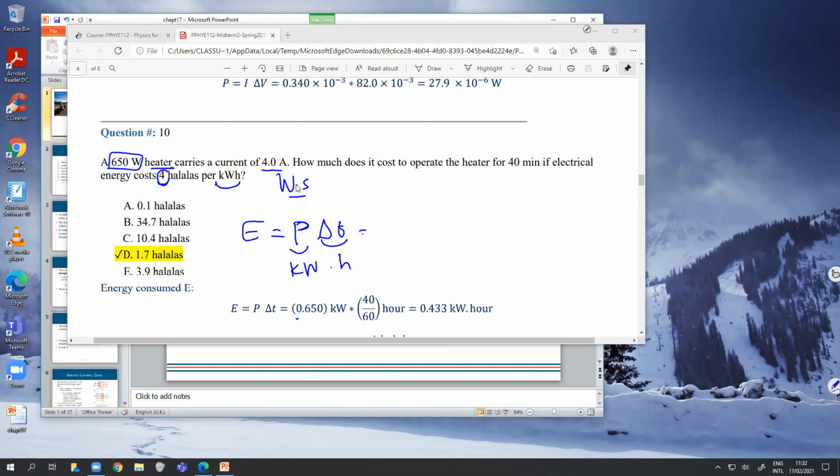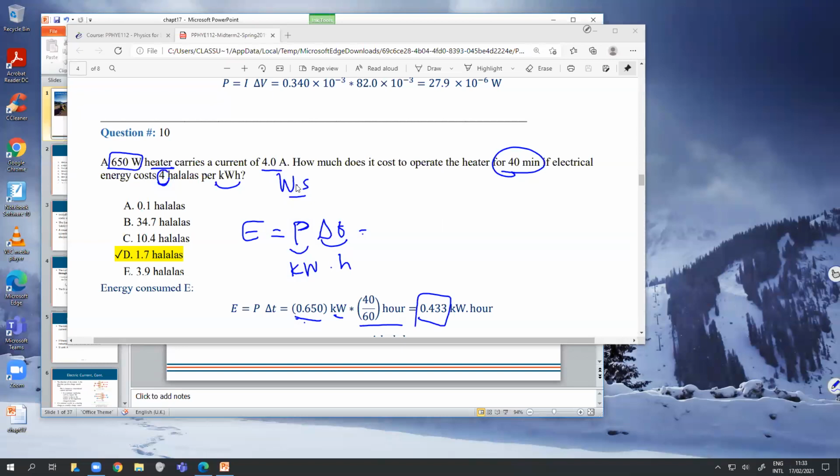Power is given as 650 watt. I convert it into kilowatt, so it will be 0.65. And the time is given in minutes. I convert it into hour. You just divide by 60, not by 3,600. If we divide by 3,600, it becomes second. I'm sorry, if you multiply by 60, it becomes second. But I want the minutes in hour. So you divide by 60, it becomes hour. When you do that, we get the energy as 0.433, not joule, kilowatt hour.